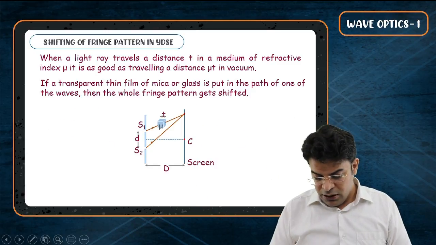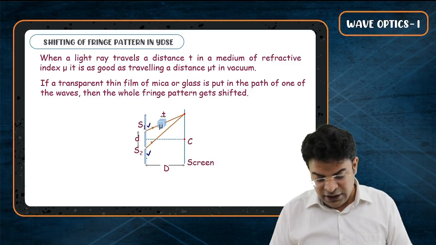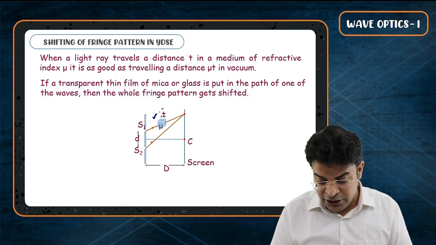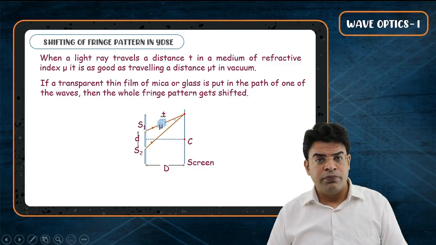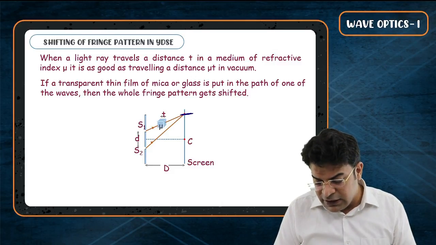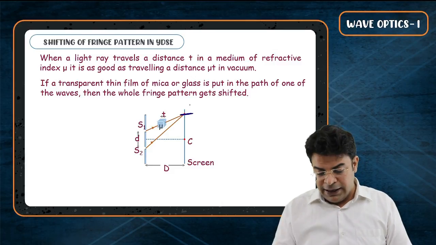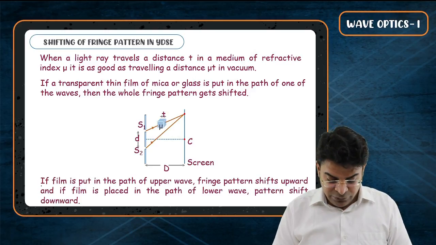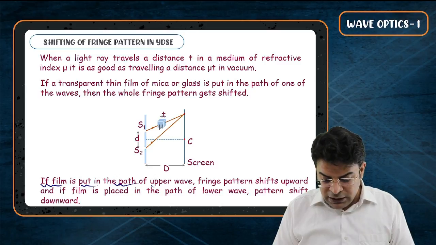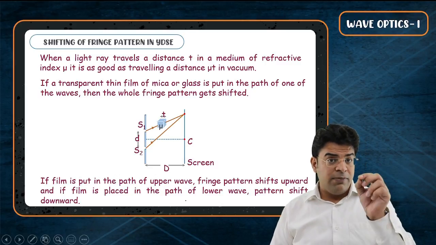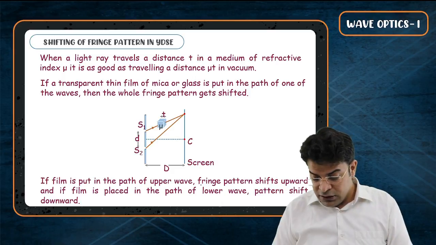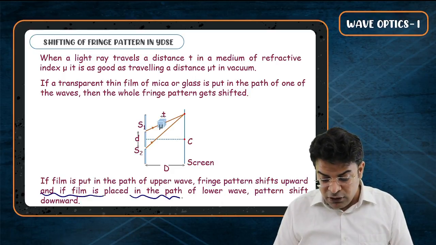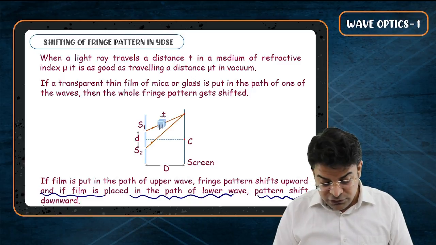So beta, let's say here we have got two slits S1 and S2. And in front of the upper slit, you have placed a medium of thickness t having refractive index mu. You can see in the diagram, we have shifted the central bright up here. Now, by how much distance does it shift? Let's see. If the film is put in the path of the upper wave, the fringe pattern shifts upward. And if the film is put in the path of the lower wave, the pattern shifts downward.